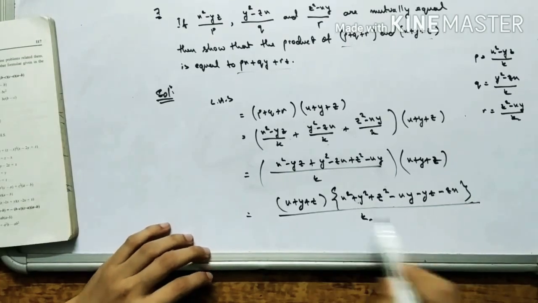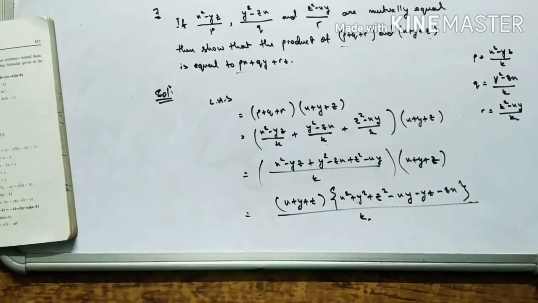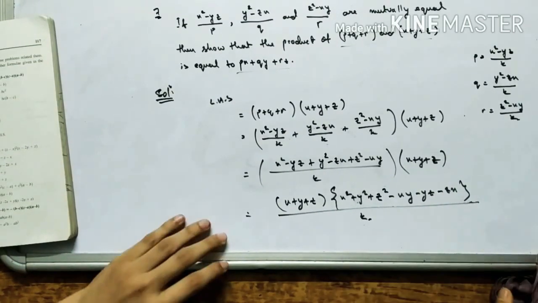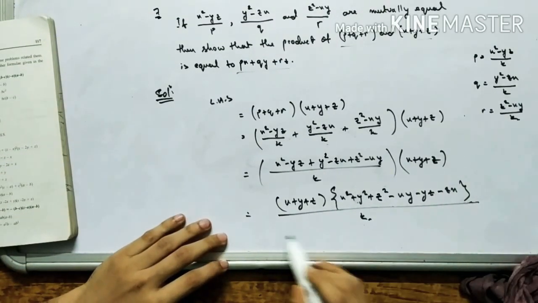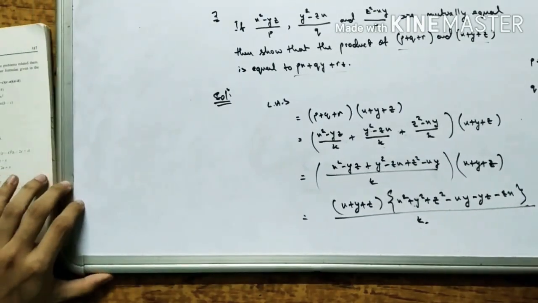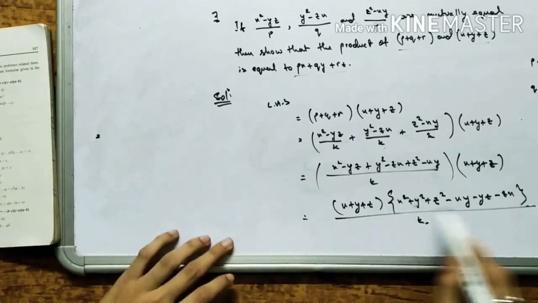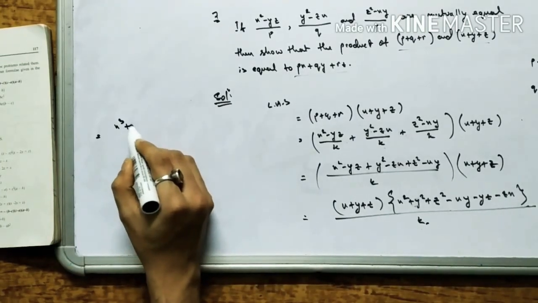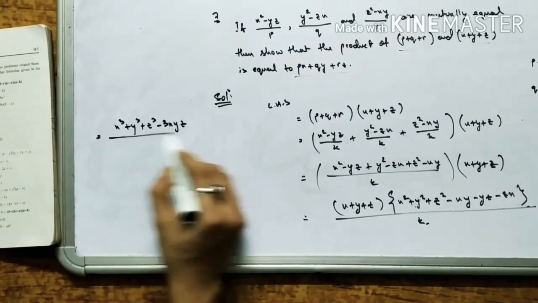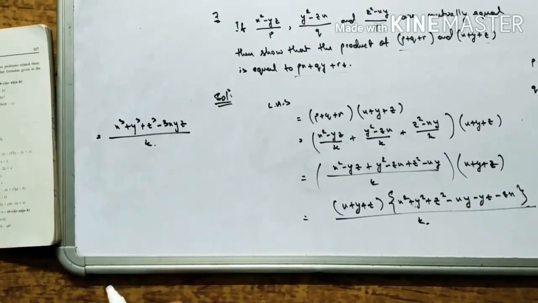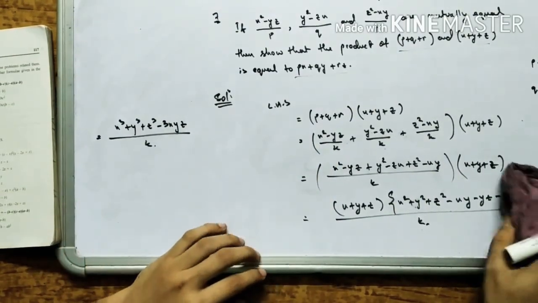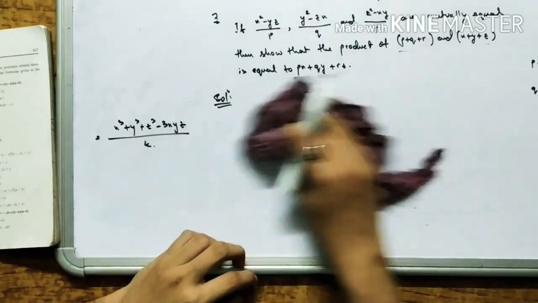Next, this is the formula of x cube plus y cube plus z cube minus 3xyz, by k. I am writing it here. So this is the LHS, and I will keep it this way. Now I will go to the RHS.